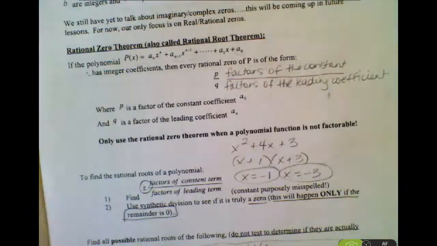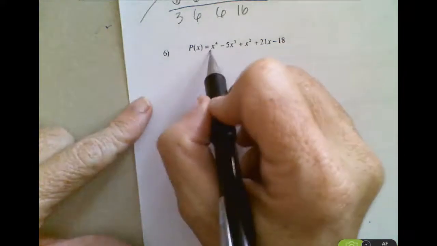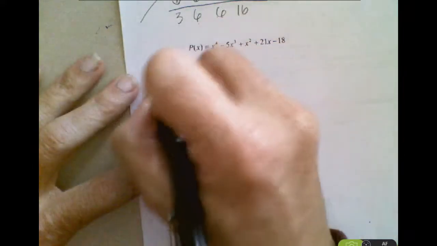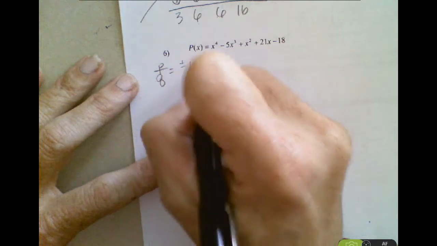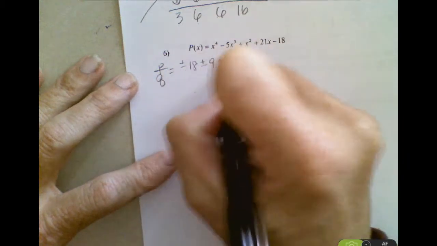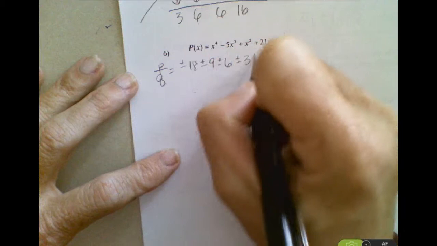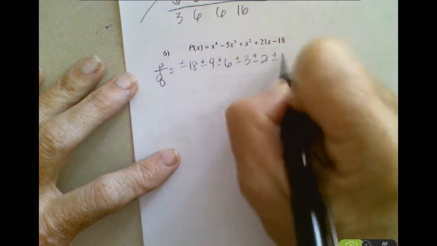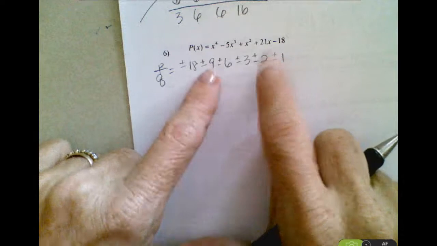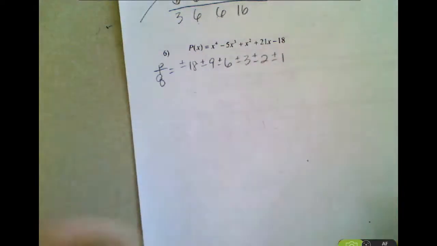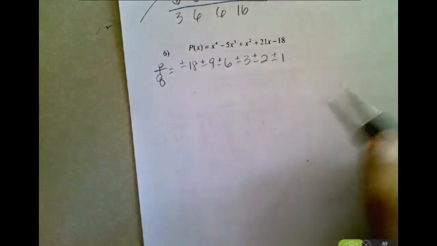All right, last one, number 6. Aren't you glad? I am. Okay. All of our possibilities for rational roots are going to be all the factors of 18 divided by all the factors of 1, which are obviously just 1. So P over Q equals plus or minus 18, plus or minus 9, plus or minus 6, plus or minus 3, plus or minus 2, and plus or minus 1. Another way to do factors is you start at the ends: 18 times 1, 9 times 2, 6 times 3. Those are all the factors. I have no more to evaluate.